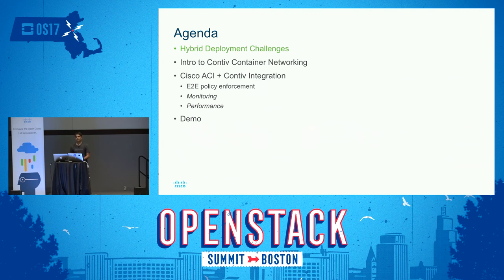The main topic of discussion today is the integration between Cisco's SDN fabric ACI and Contiv, which allows us to do end-to-end policy enforcement, monitoring, better performance, all the good stuff. The focus of today's talk is purely on end-to-end policy enforcement. Again, the other benefits are there and available, we're just not talking about them today, and you're welcome to talk to us afterwards or go try it out. It's all open source. And this will be followed by a live demo. I hope the demo gods are happy and we are able to do the live demo. But just in case, we also have a recorded demo as well.